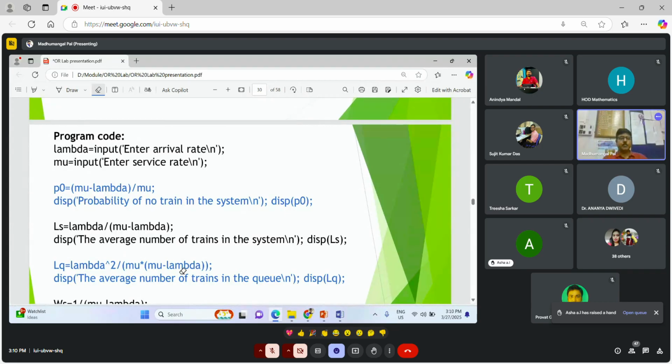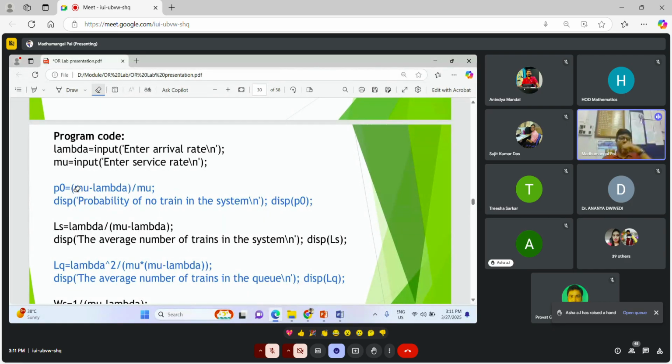All these formulas are already mentioned in the previous slide. So lambda is the arrival rate. Input is a function to read the value of the variable lambda, the entered arrival rate. That one is 30 trains per day, as we have mentioned already. So for this problem, the value of lambda is 30, and mu is the service rate. So this is the input. You have already learned this function, the input function. Okay.